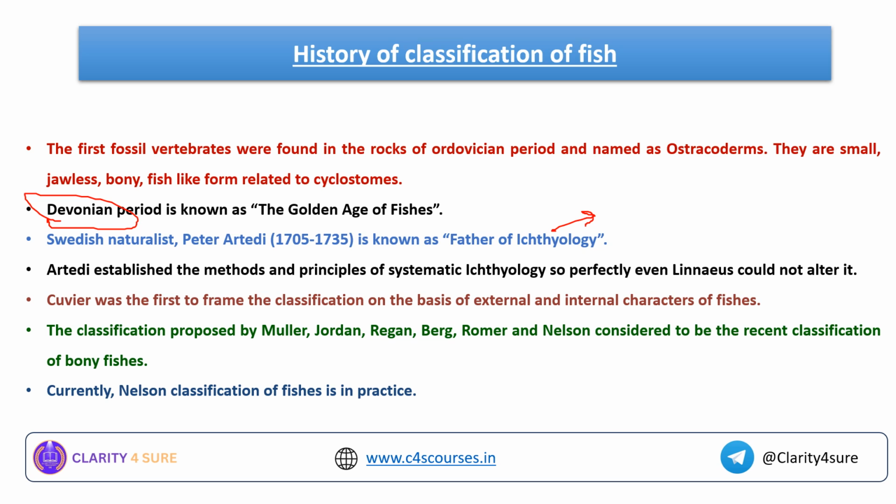And when we talk about the classification in particular, there is one prominent scientist we need to know, Cuvier, who was the first to frame the classification of fish based on the fish's internal and external characters. There are some more prominent scientists who have contributed to the classification of fish in general. Some of the important scientists are Muller, Jordan, Regan, Berg, Romer and Nelson. The Nelson method is considered the recent classification of bony fishes, and currently the Nelson classification of fish is in practice. Okay.